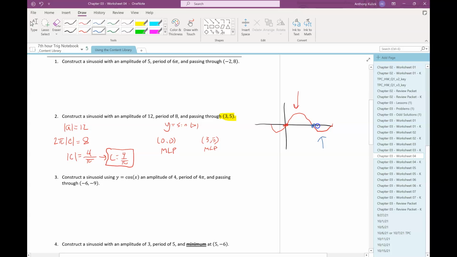So there's two different kinds of midline points. There's midline points where it's followed by a maximum, and there's midline points where it's followed by a minimum. Just like there's two kinds of extreme points. There's maximums and there's minimums. Okay with that?